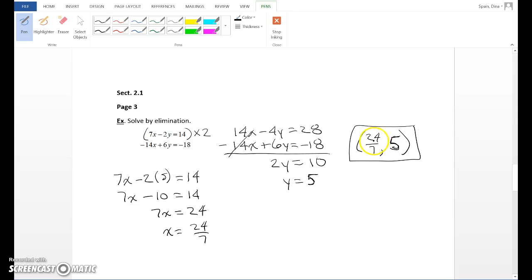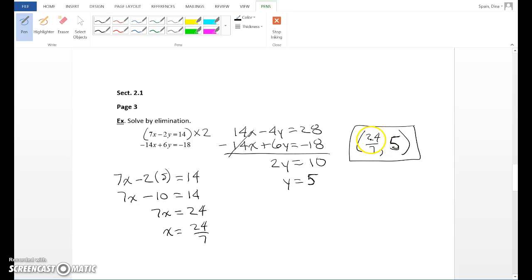It's no big deal. Try not to write a mixed number like 3 and 3/7. I'd rather you leave it as an improper fraction, reduced down as far as it'll go. Alright, so this is already reduced all the way. I'd rather you leave it like that.